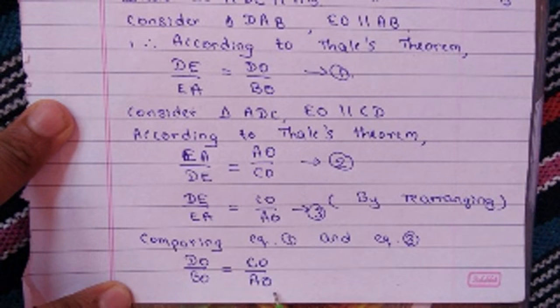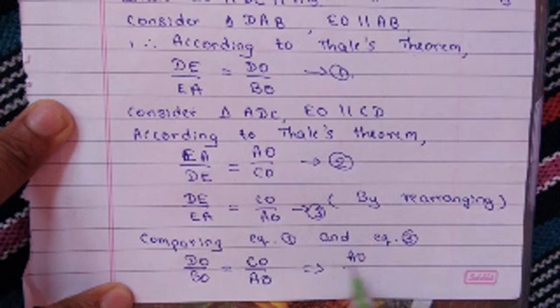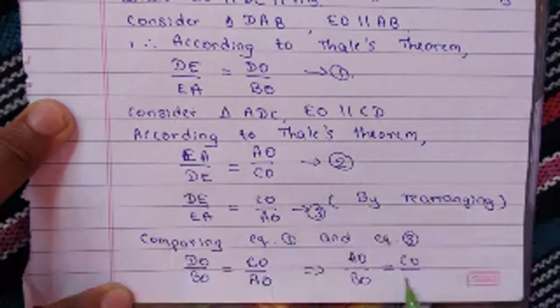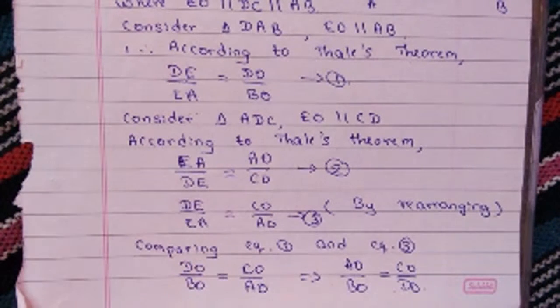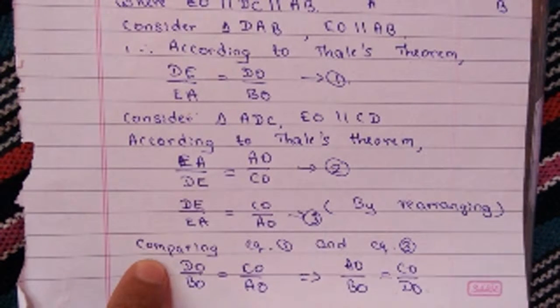But our requirement is AO divided by BO equal to CO divided by DO. Therefore, I will cross multiply this. I will put AO in the numerator of the left hand side, and DO in the denominator of the right hand side. That is why it becomes AO divided by BO is equal to CO divided by DO.